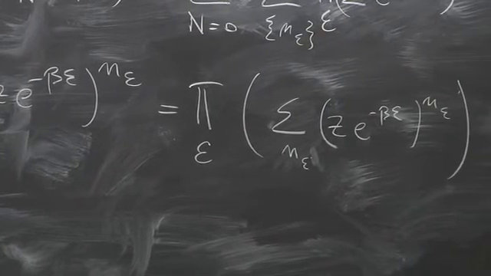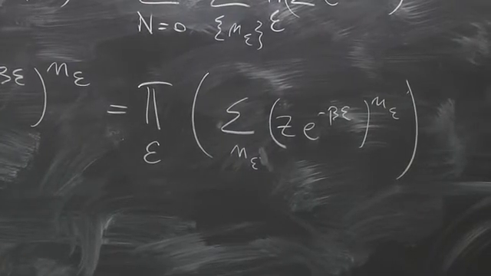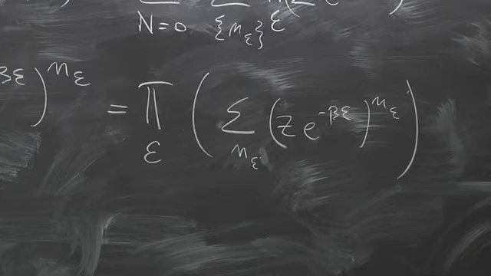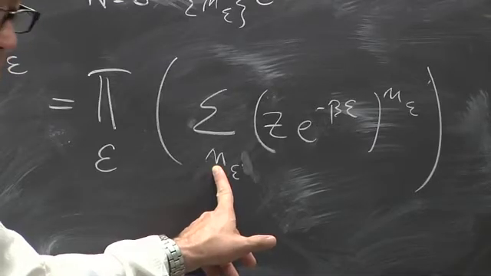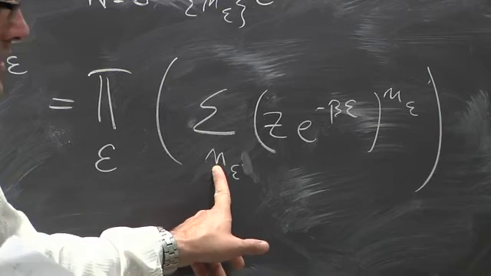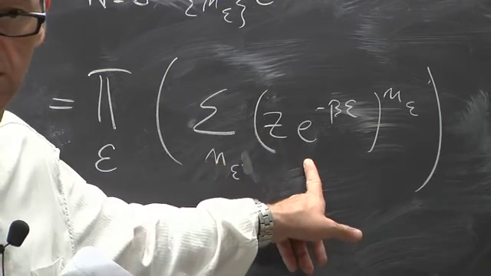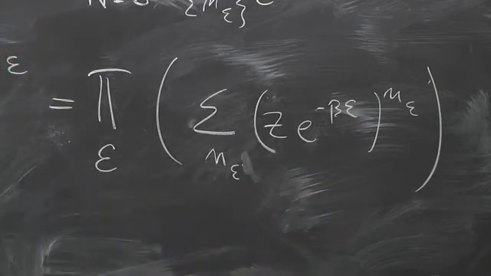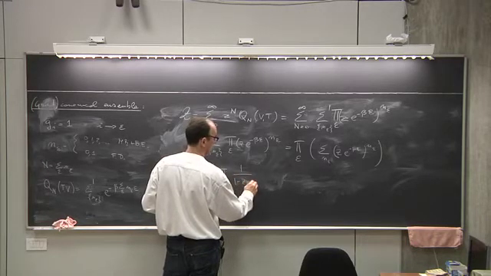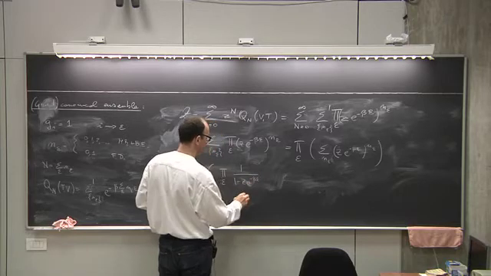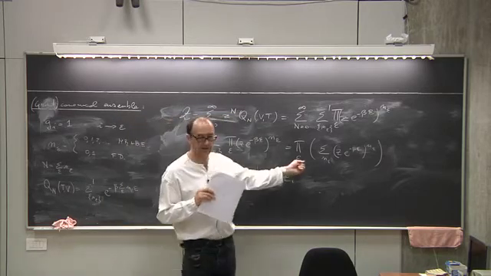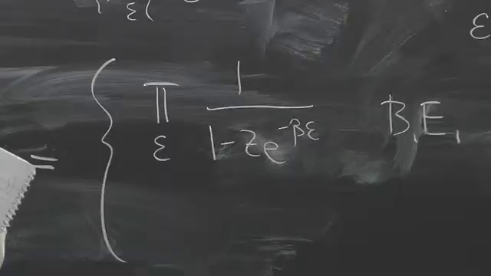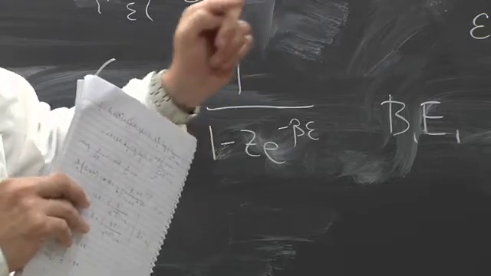In particular, in the Bose-Einstein statistics, this sum over n epsilon goes over all the non-negative integers, including 0. So this is just a geometric series. So this is the product over epsilon of 1 over 1 minus z e to the minus beta epsilon. Okay, for the Bose-Einstein statistics. Whereas in the case of the Fermi-Dirac statistics, I have to consider just the first two terms. So this is 1 plus z e to the minus beta epsilon.